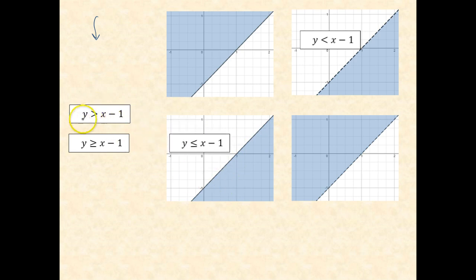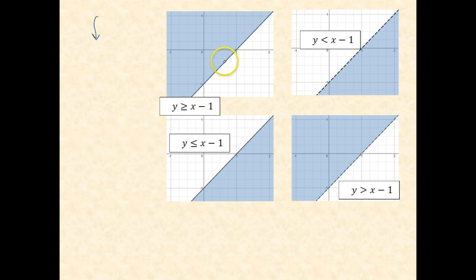Here's greater than. Y is greater than x minus 1. Greater than means we're going to shade above. This one is shaded above, and this one is shaded above. But if it's strictly greater than, then we're going to be shaded above with a dashed line. And if it's greater than or equal to, we'll be shaded above with a solid line.